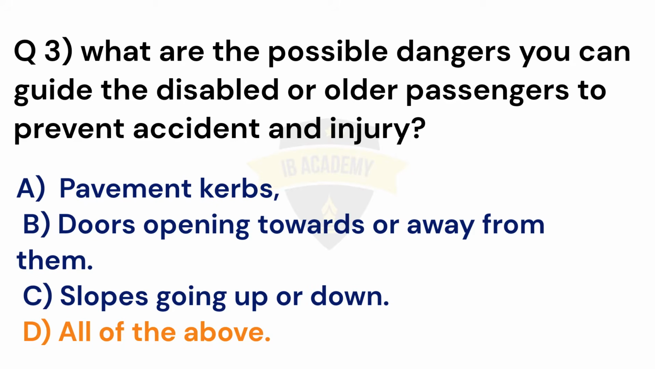The correct answer is option D. Tell the passenger where they are going and let them know about any possible dangers, such as pavement curbs, doors opening towards or away from them, and slopes going up or down. This will help prevent accident and injury.